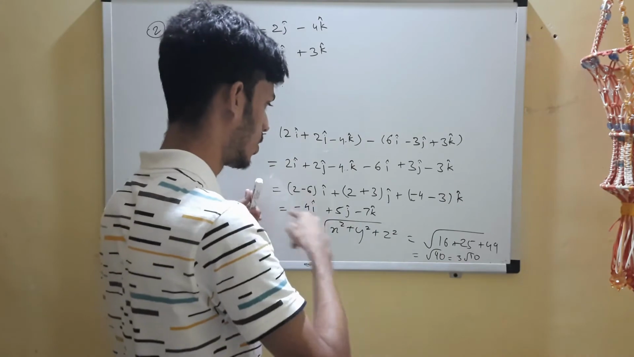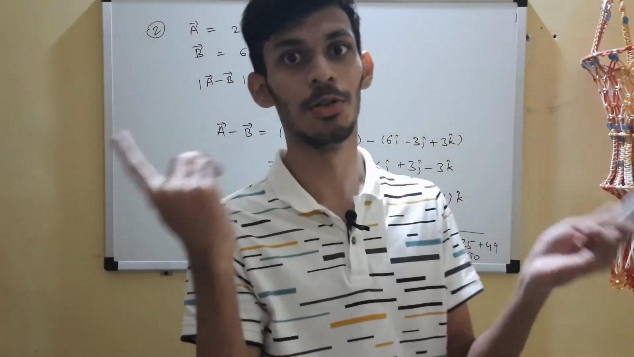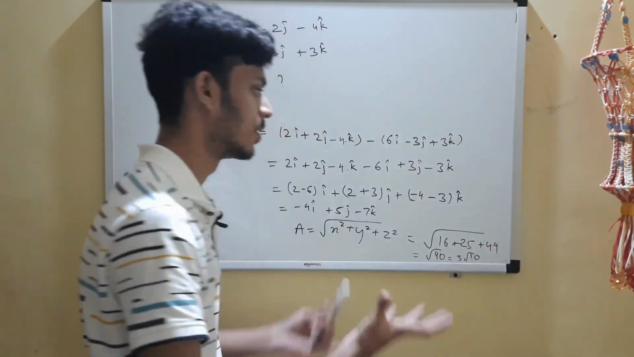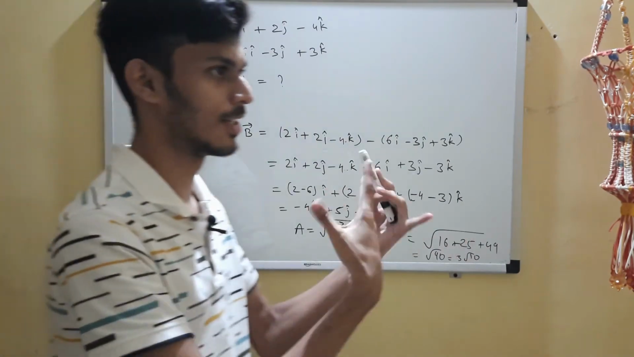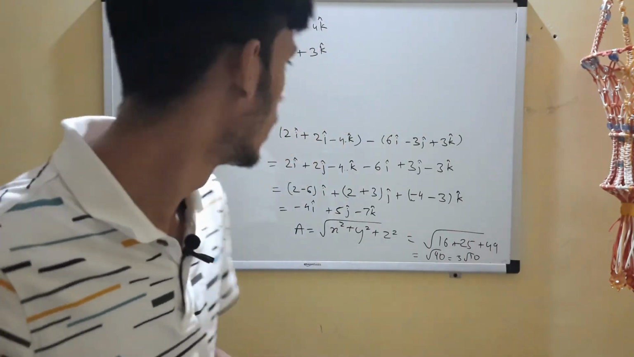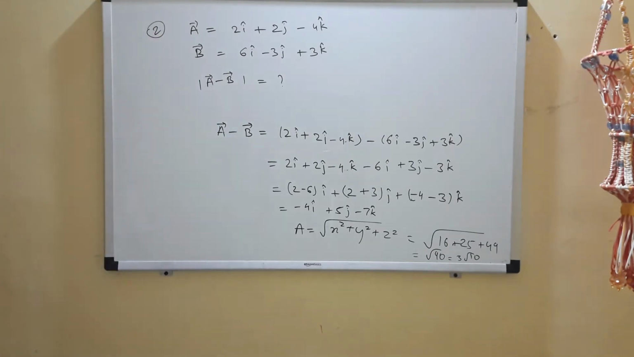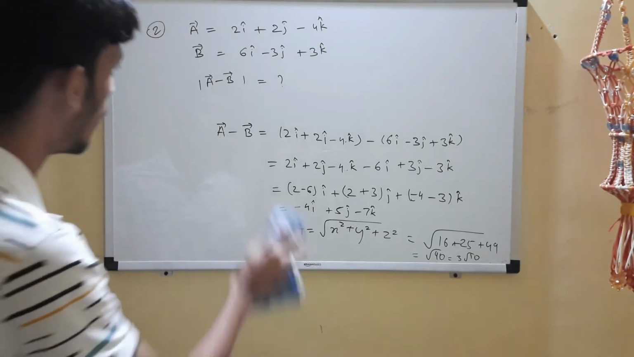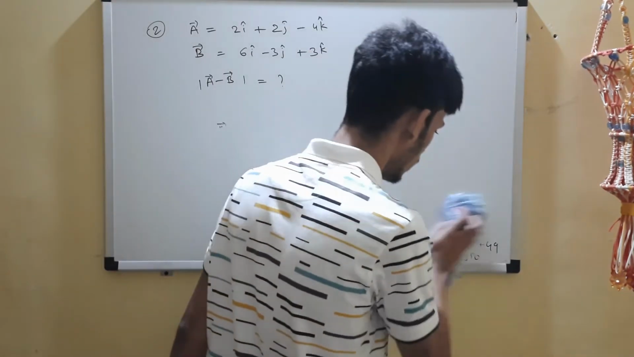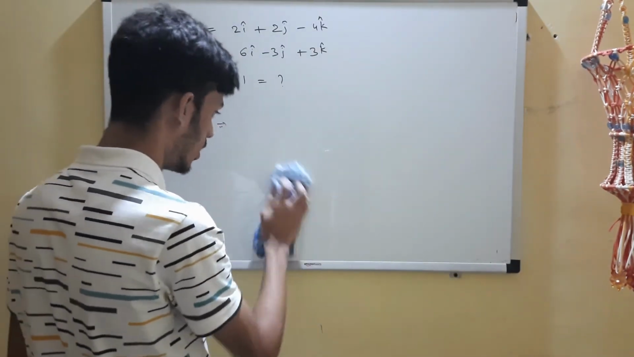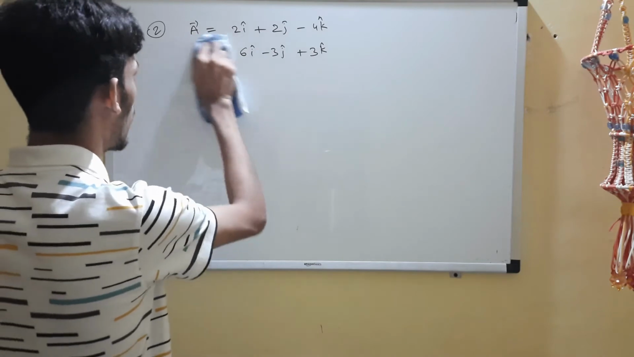So the basic idea was over here: i cap terms you can subtract or add, j cap terms you can subtract or add, k cap terms you can subtract or add together. Let's discuss one more on this. You can note that down. This was an illustrative example. You learned the algebra of components of a vector.